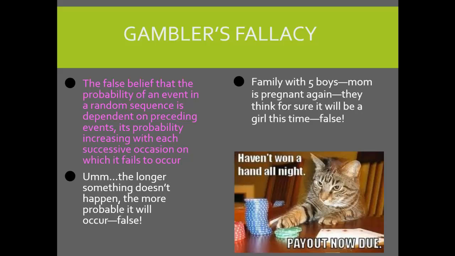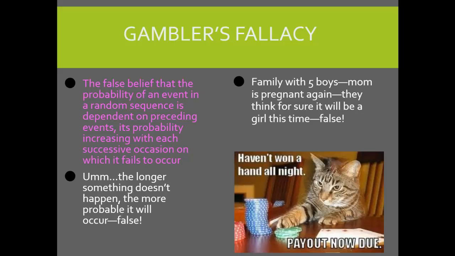All right, the gambler's fallacy says there's a false belief that the probability of an event in a random sequence is dependent on preceding events, and that your probability will increase every time later that it doesn't happen. So basically, the longer something doesn't happen, you think, oh, it's for sure going to happen soon. Like, I've been playing the lottery forever, haven't ever won, I'm due to win the lottery soon.